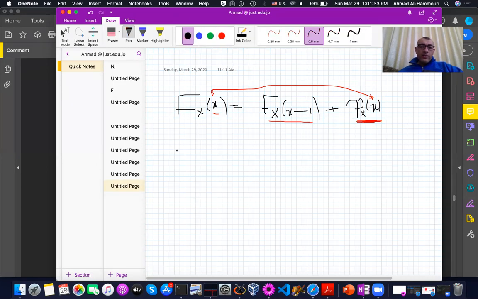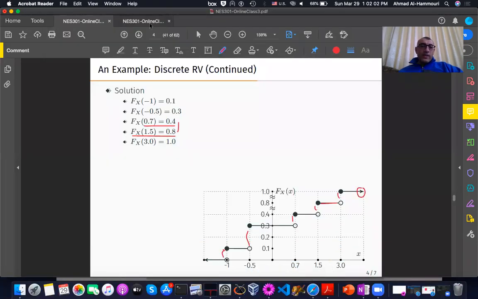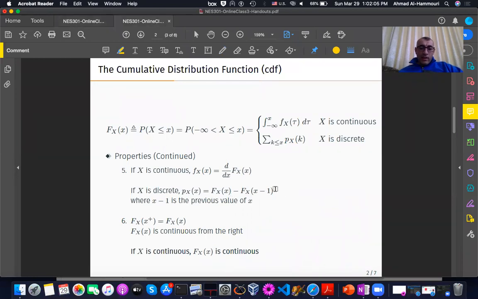Now from here, it follows that the P of X, the PMF, which is the probability of a single value, equals F of X minus F of X minus one. Okay, and this is the thing we talked about last time, and maybe it was not clear, but now graphically it is clear, and this is for the discrete random variable.